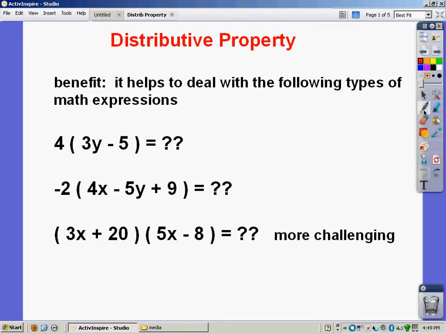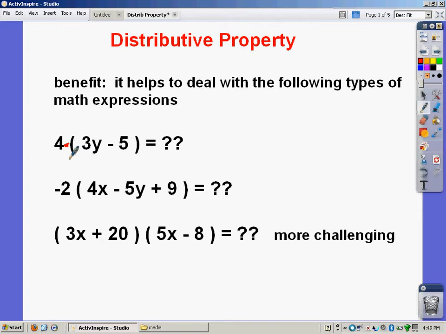For instance, let's read the problem. 4 something parenthesis 3y minus 5. Well, what is that? What is the sign in between 4 and the parenthesis? If the sign is missing there, it's always assumed that it is a multiplication sign. So what we're doing is 4 times the group with the parenthesis 3y minus 5 close paren.